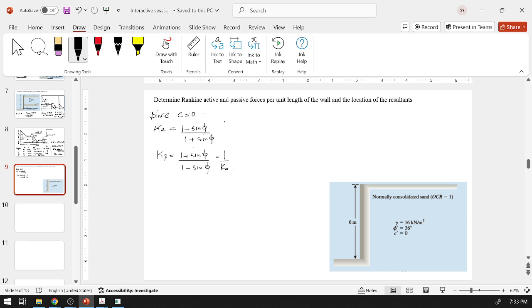Okay, so let's calculate. Phi is 36, so 1 minus sine of 36 over 1 plus sine of 36, approximately 0.26, and if we invert it, we will get 2.85.